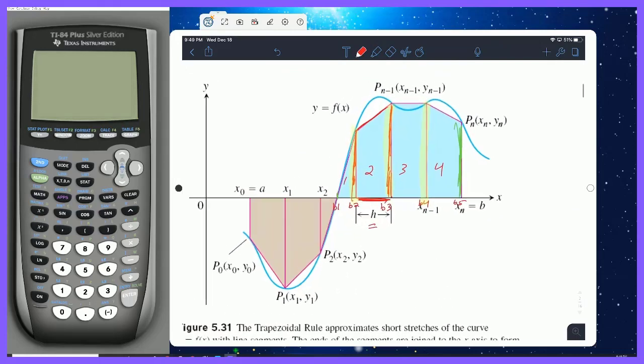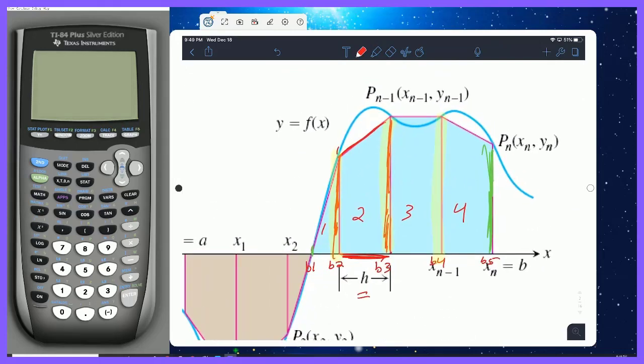Let's look right here. This curve is concave down. I'll switch colors, blue. This curve is concave down from here to here, right? This shape is concave down. Notice that the trapezoidal rule is missing some area here. It's missing this area. So that means it's an underestimate. So concave down, underestimate.